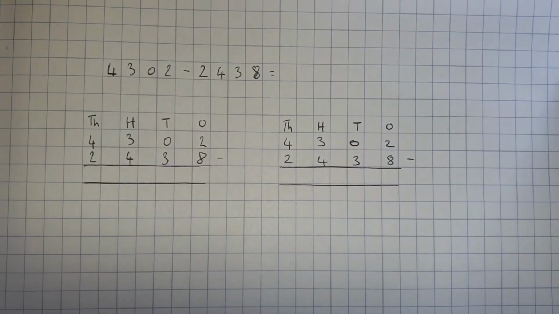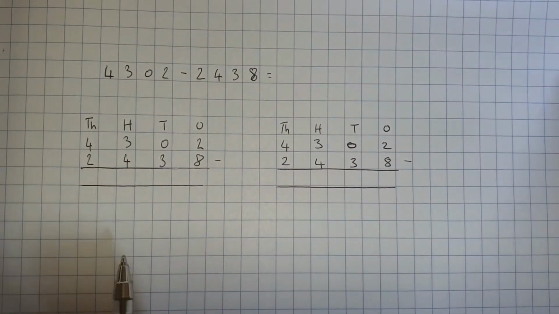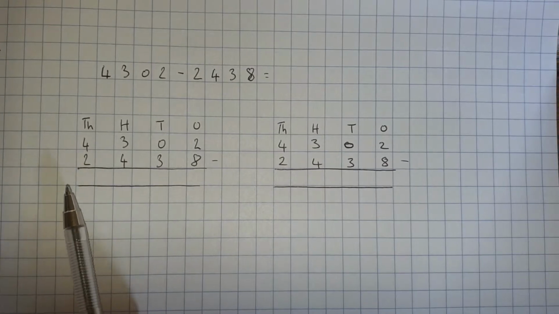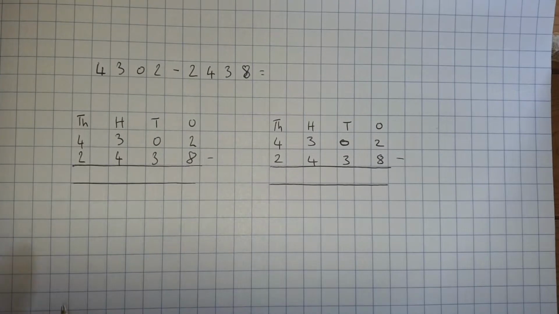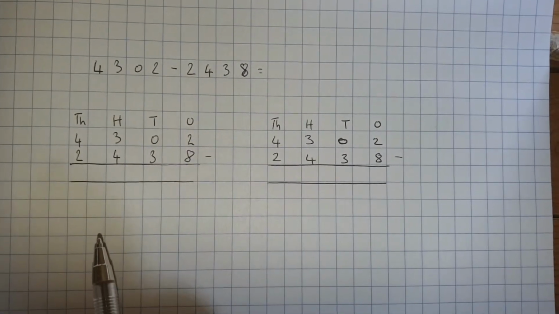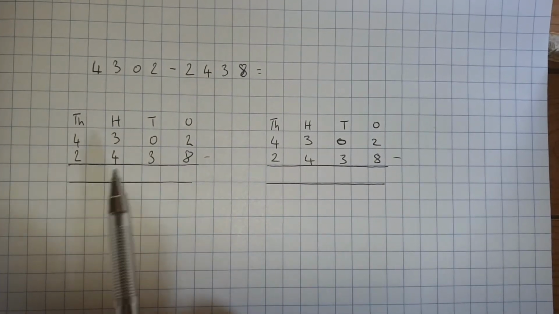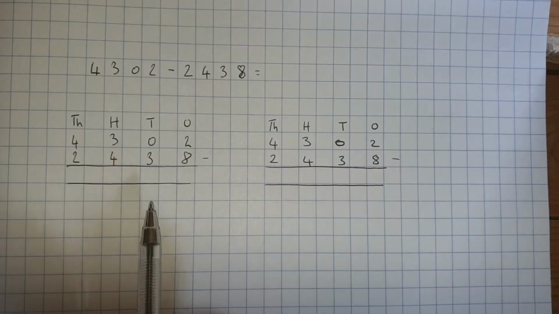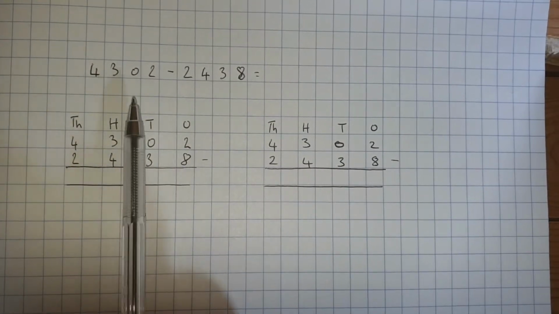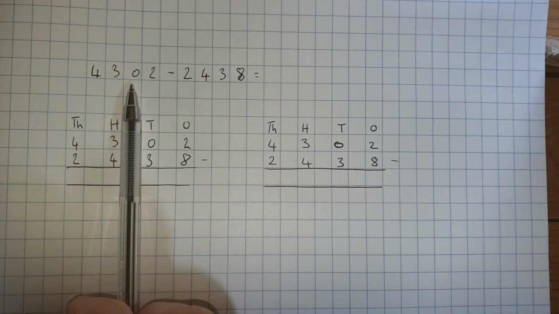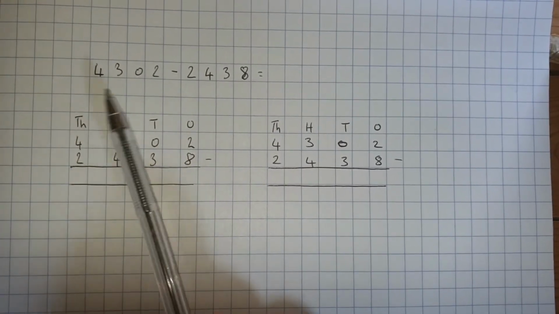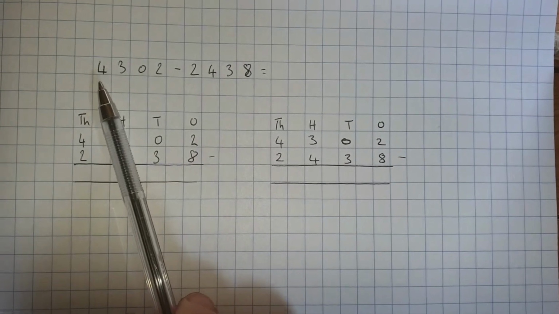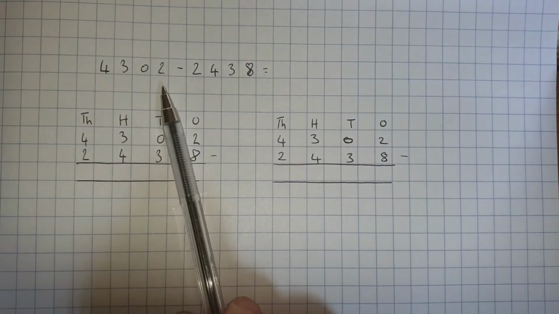Hello and welcome to our video on column subtraction, where we're going to be looking at exchanging across 0. If you're not confident at exchanging, then go back and look at the video that looks solely at exchanging across digits. But in this one, as I say, we're going to be looking at exchanging across zeros, which can be tricky for some people.